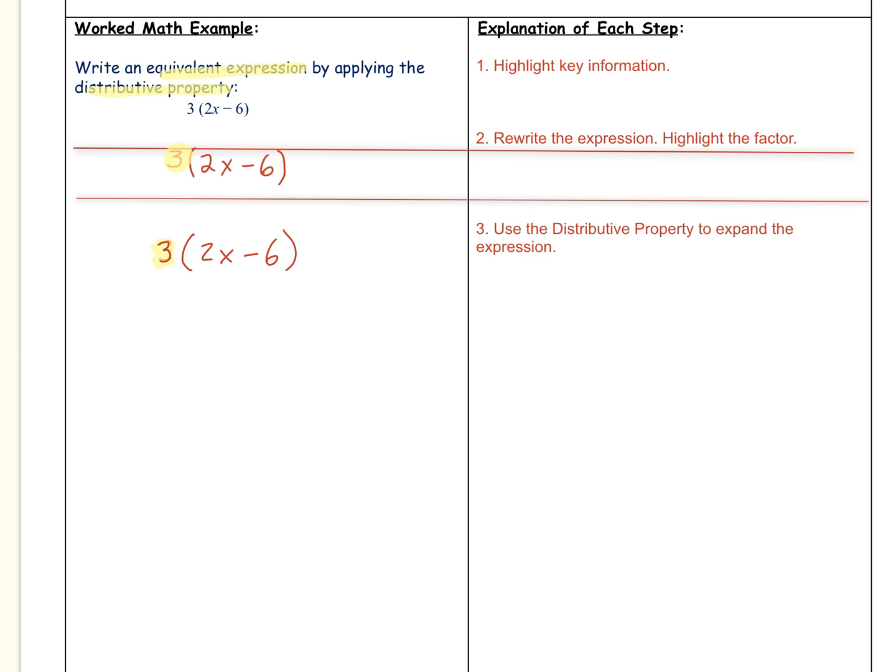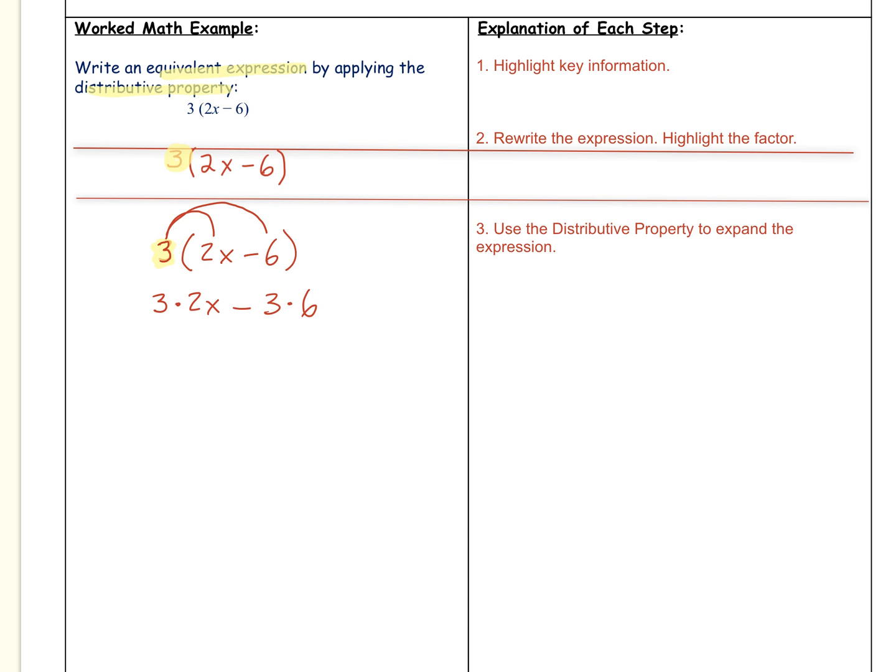Now I'm going to use the distributive property to expand the expression. So I'm going to multiply 3 times 2x. So 3 times 2x and 3 times 6. But you see how we have a negative sign right here? So I'm multiplying 3 times, and let's think about the whole term. We have a negative and a positive will give me a negative. So I have negative 3 times 6. This is very basic.